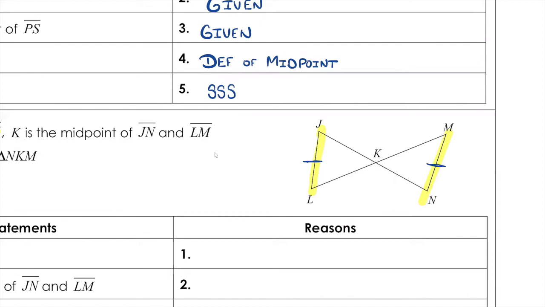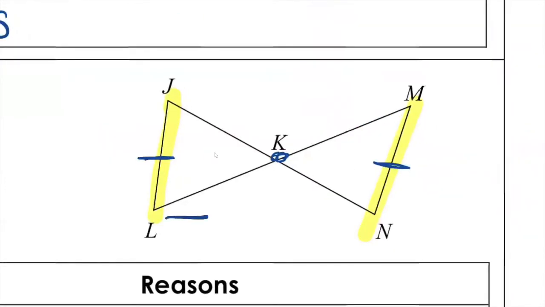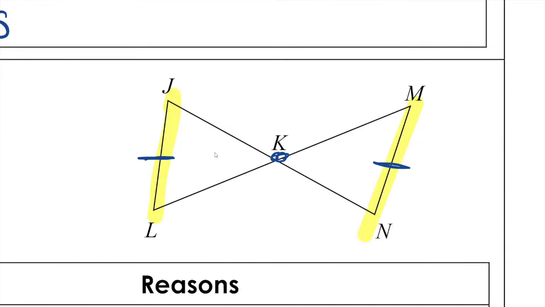Now, K is the midpoint of JN, but K is also the midpoint of LM. So this point K is in the middle of both segments. So what's that tell me as a genius geometry student? What's that?